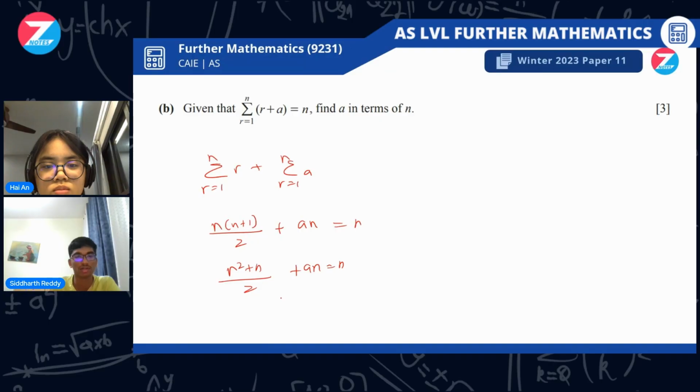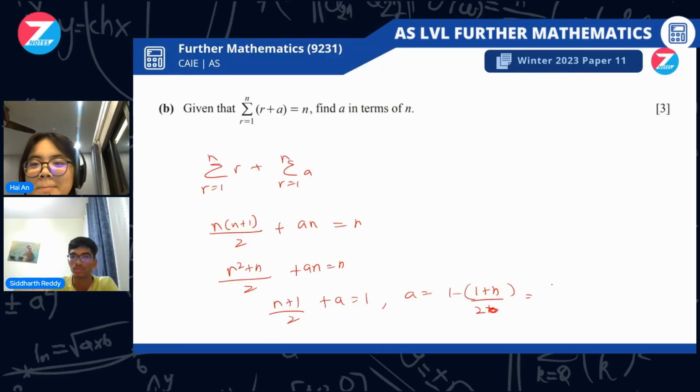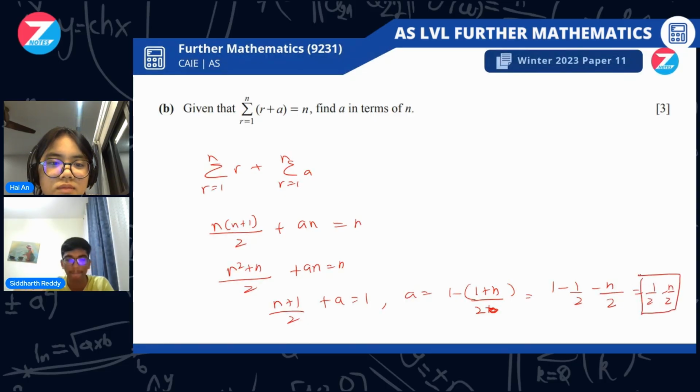Divide everything by n. So (n+1)/2 plus a is equal to 1. So a is equal to 1 minus (1+n)/2, which is just 1 minus 1/2 minus n/2, which is just 1/2 minus n/2. Yeah. So let's move on to the next question.